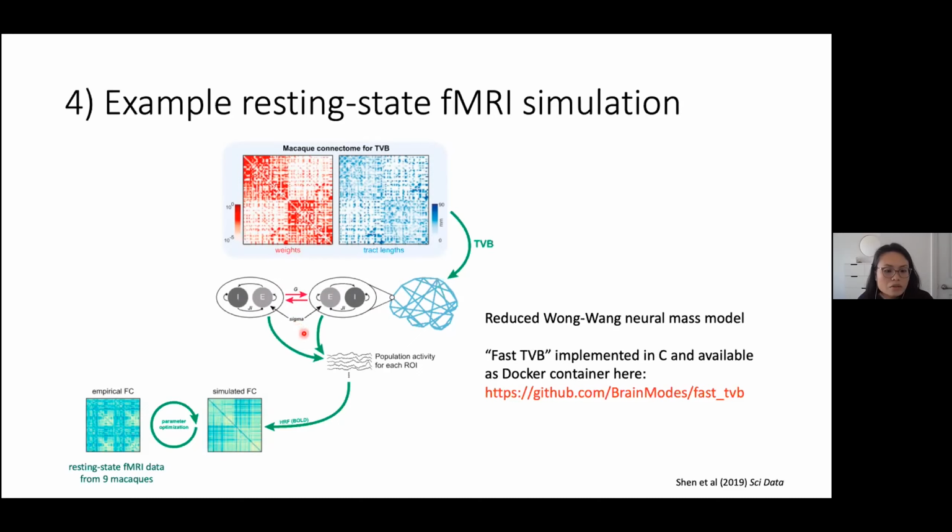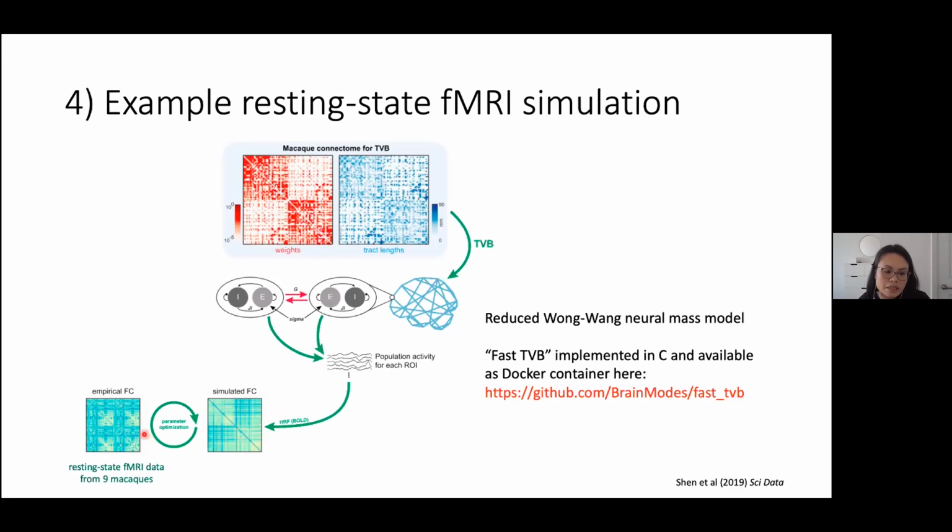Right? So the particular TVB version that we use here is called fast TVB. It's called fast because it's implemented in C code, and it's available here if you are so inclined to play with it. So this is a resting state fMRI simulation. We generate the population activity for each ROI, but then we also apply the balloon model to get the hemodynamic responses, so BOLD signals. Using those BOLD time series, we then calculate functional connectivity simply with a Pearson correlation. And that's shown here as an example.